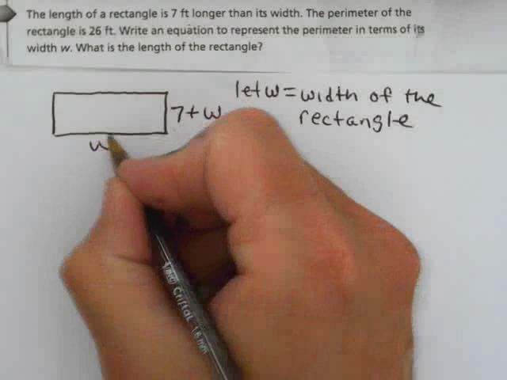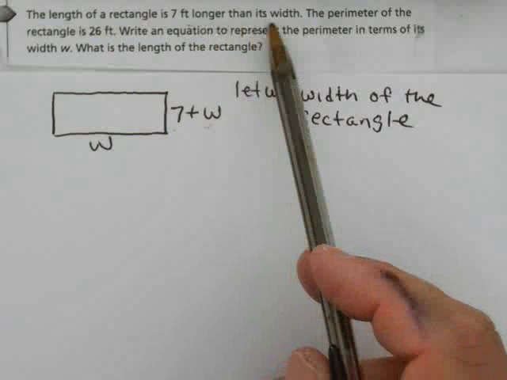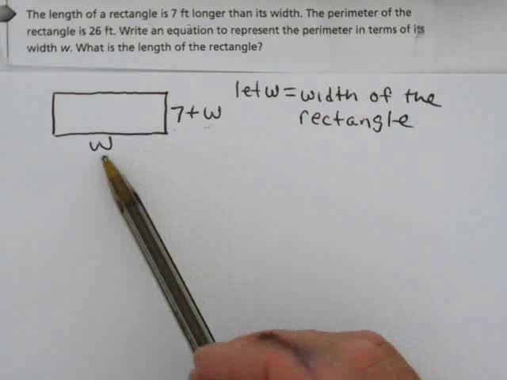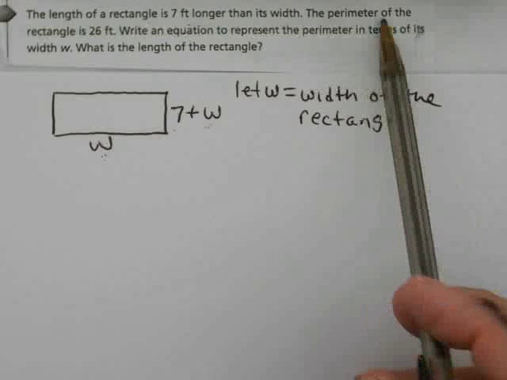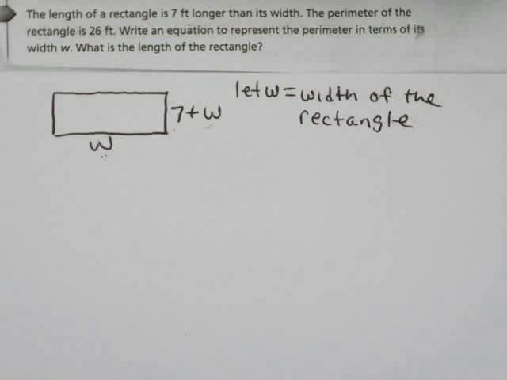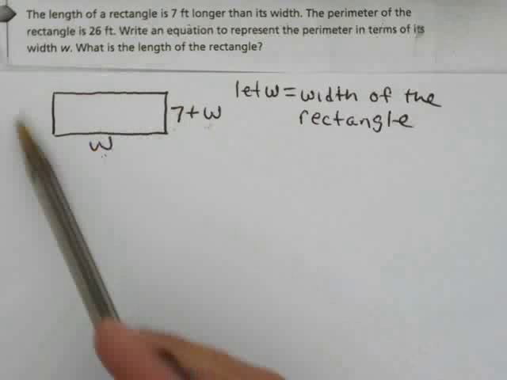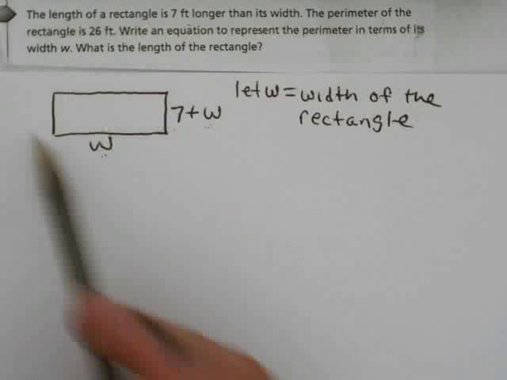And how do I know that? Well, because what I'm told is the length is 7 feet longer than the width. And I don't know what the width is, so the only choices I have are W and 7 plus W. Okay, what else do I know? Well, I know that the perimeter of the rectangle is 26 feet. In other words, if I add up all of these sides, 1, 2, 3, 4, the sum will be 26 feet.